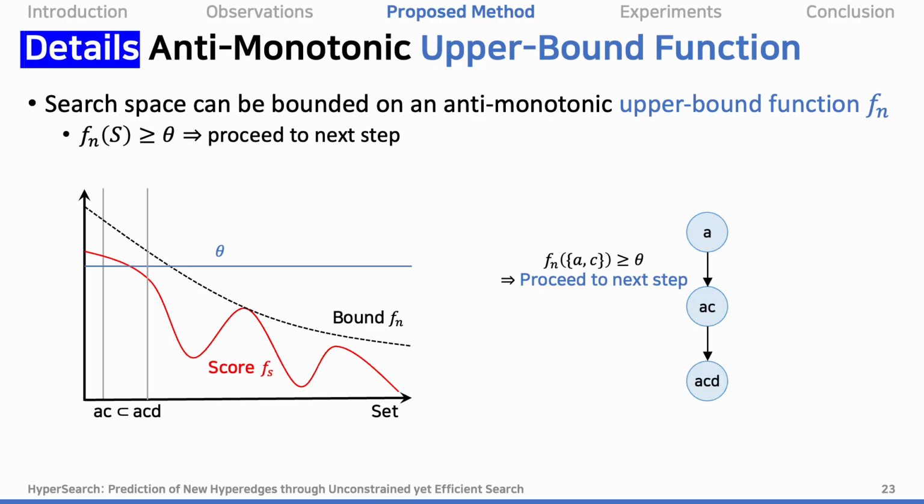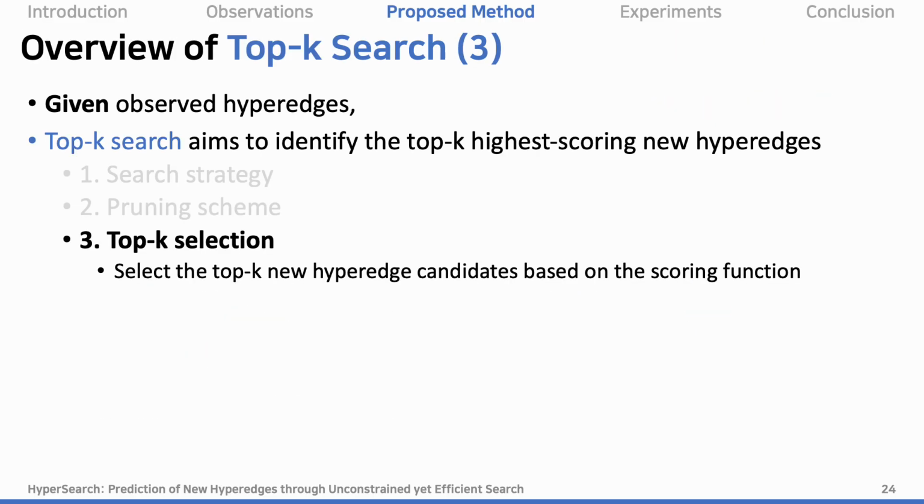If the upper bound of a candidate is above the threshold, we continue expanding its supersets in the next search step. For example, if the upper bound of AC is higher than the threshold, its superset ACD is also explored in the next stage. In the final step, we evaluate the scores of the candidates that pass pruning and select the top K hyperedges with the highest scores.